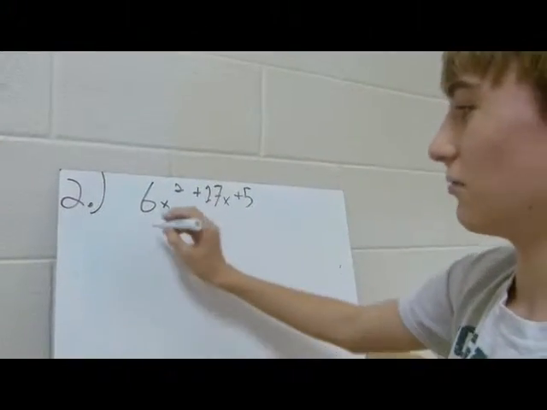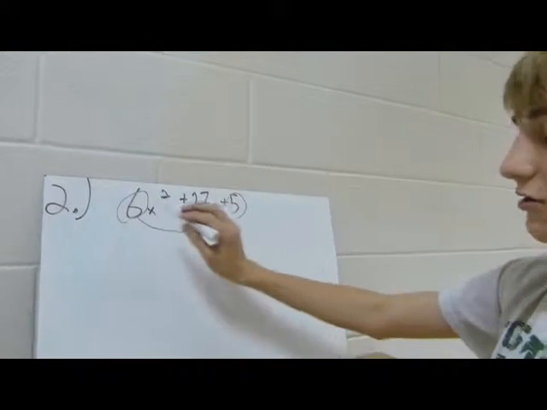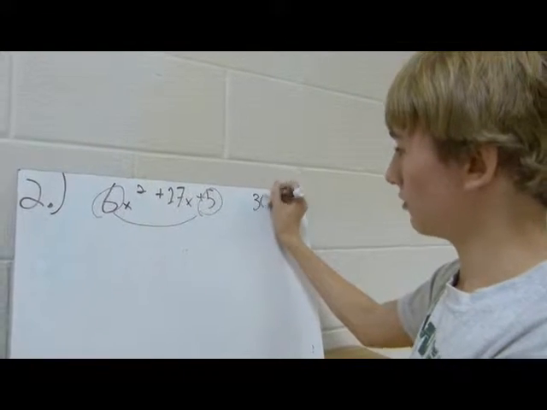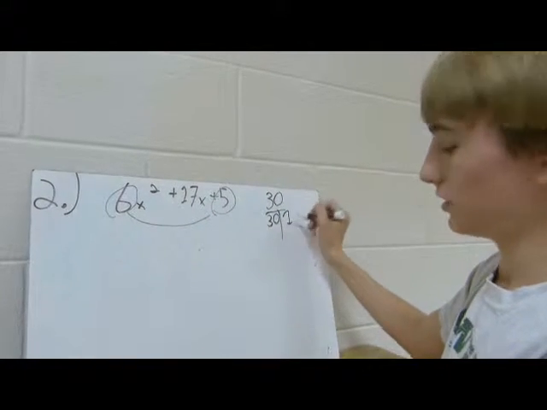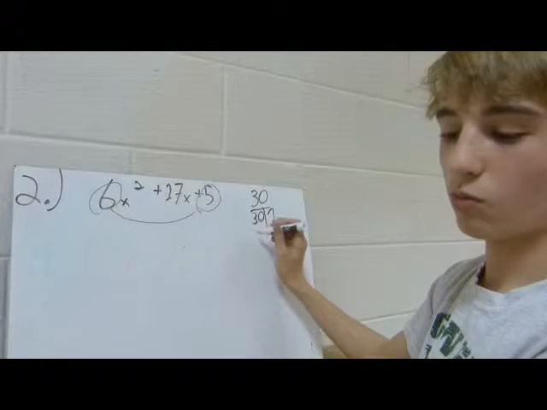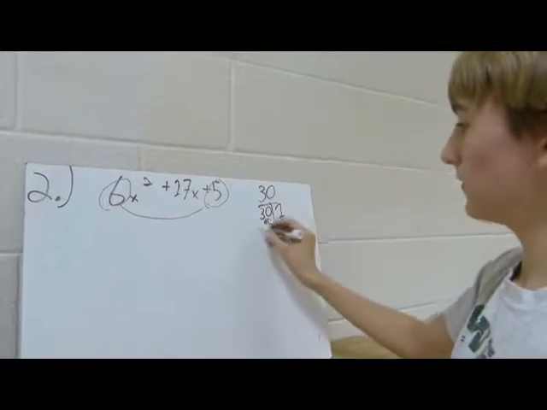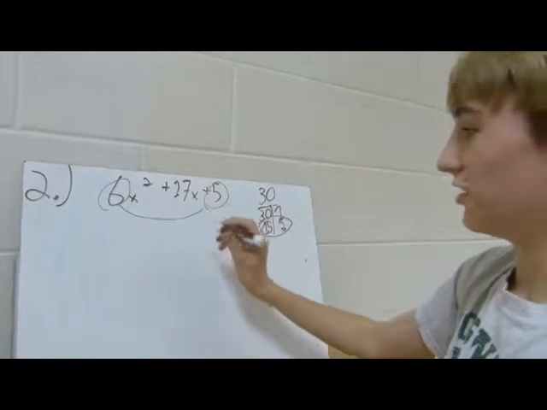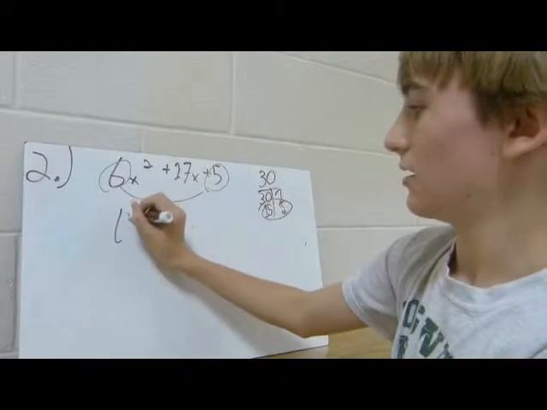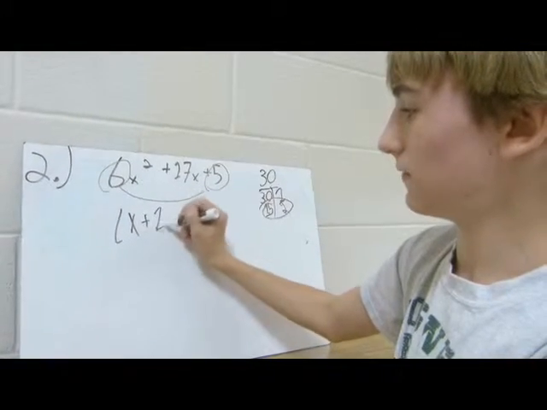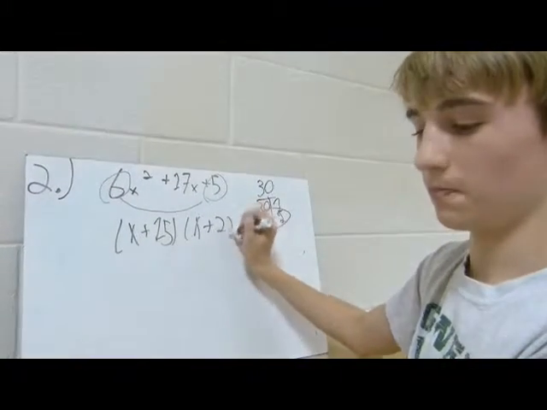Okay, this is our second problem. Again, you would multiply the A and the C term together, and you would get 30. Then find common multiples. For this one, some are 30 and 1, and 15 and 2. And 15 and 2 add up to 17, our B term. So you would set them equal to x, and it would be x plus 15 and x plus 2.